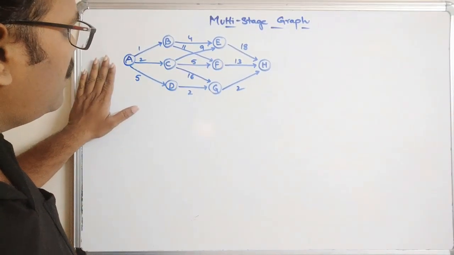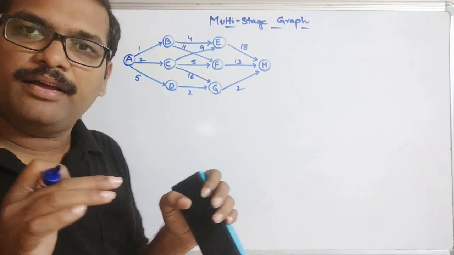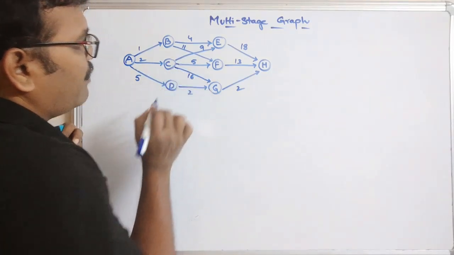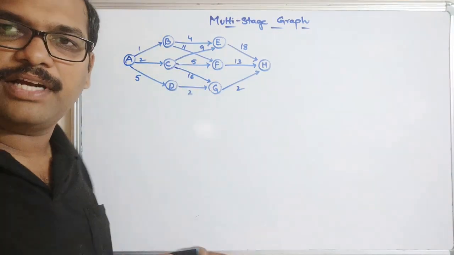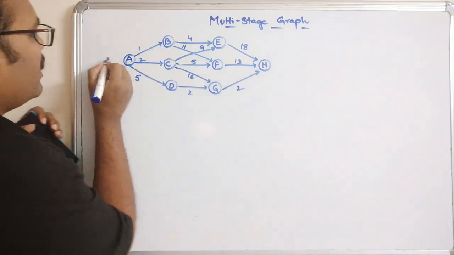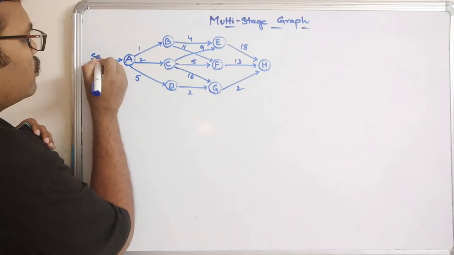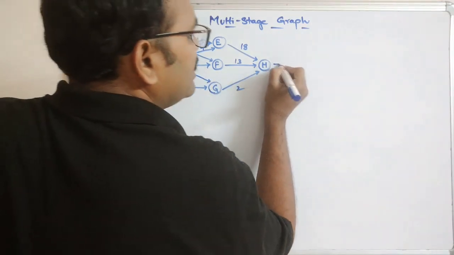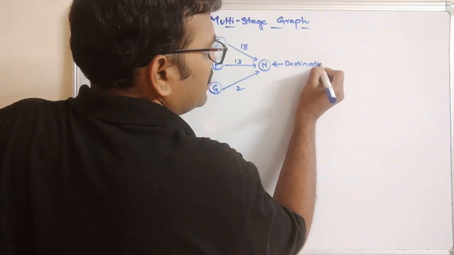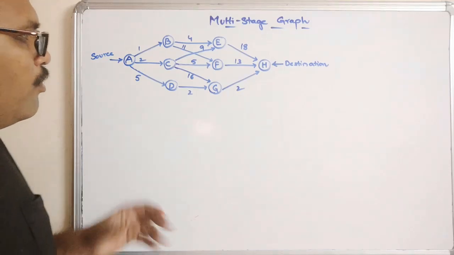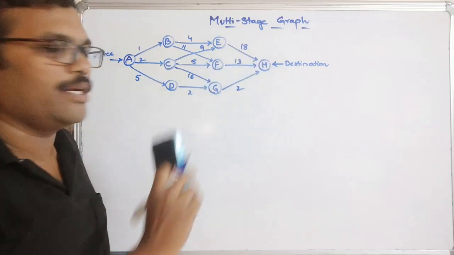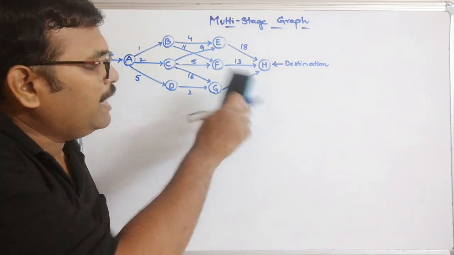See, let us solve this example. This is a weighted and directed graph. You can see the directions, and for every edge we have some weight or cost or distance. And also all the directions are towards the destination. For example, consider this as a source and this one as a destination. Now we need to find the shortest path from source to destination, based upon the edges.